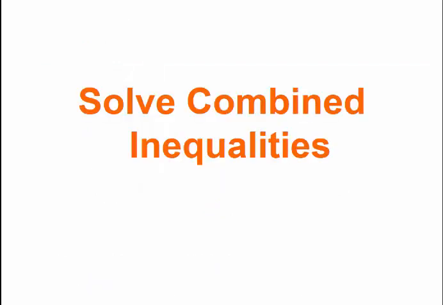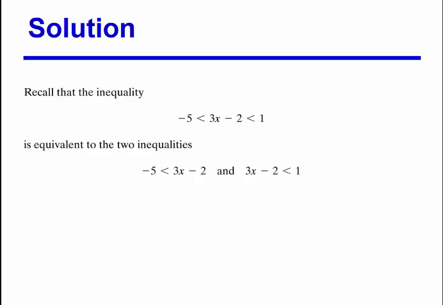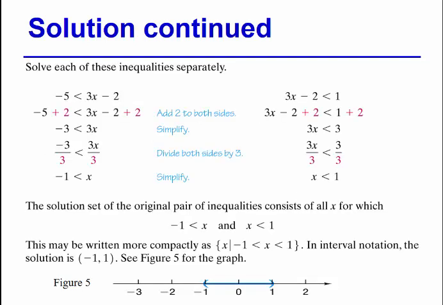We're going to solve combined inequalities. So we're going to solve the inequality negative 5 is less than 3x minus 2, which is less than 1, and graph the solution set. Remember that this inequality is equivalent to two separate inequalities, so we can solve it with two separate inequalities, or we can solve it with one. I tend to just solve it with one as opposed to breaking it up. When you do that, you end up with your two solutions.